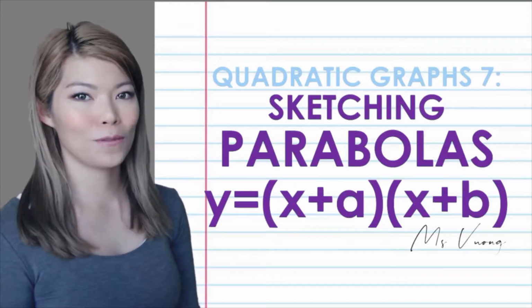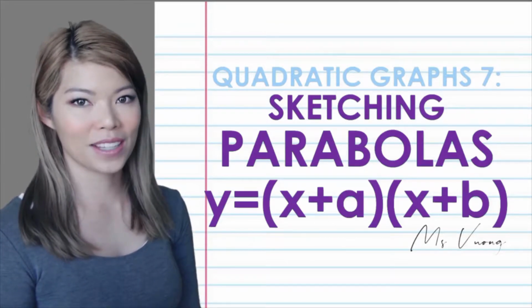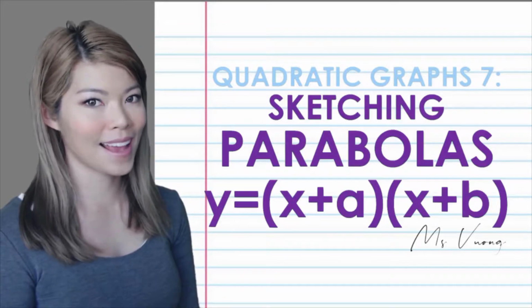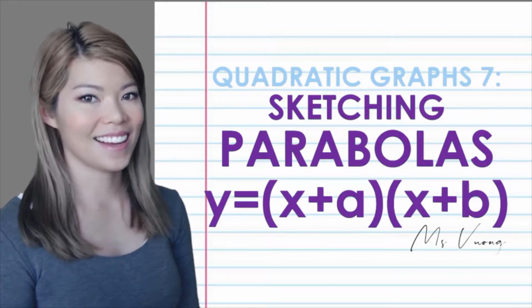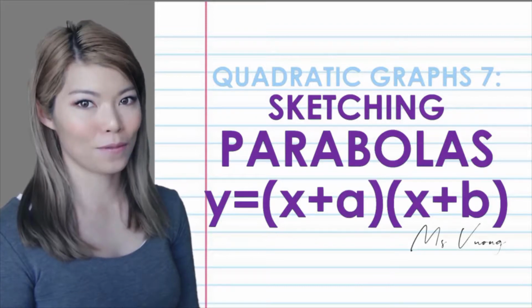Hi, I'm Isful. Let's graph quadratic equations of the form y equals (x minus a)(x minus b). In other words, the x-intercept form.